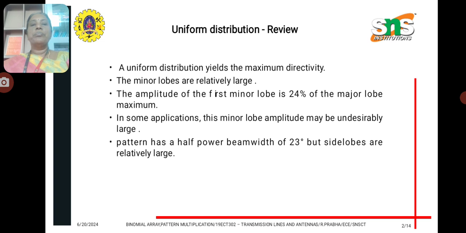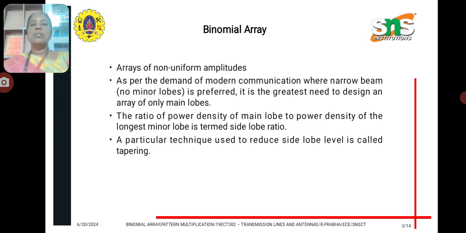For that, the pattern has a half power beam width of 23 degrees, but the side lobes are relatively large. Because of this reason, we are going for the binomial array, because in the previous case of the uniform array, the beam width is lower, but there are more side lobes. So the side lobes are unnecessary, and they lead to power reduction in some applications.